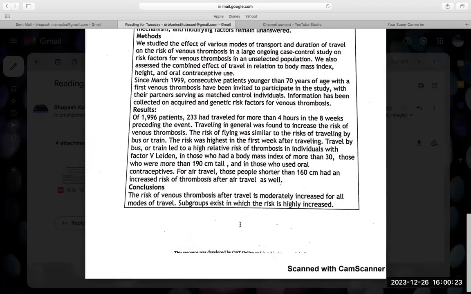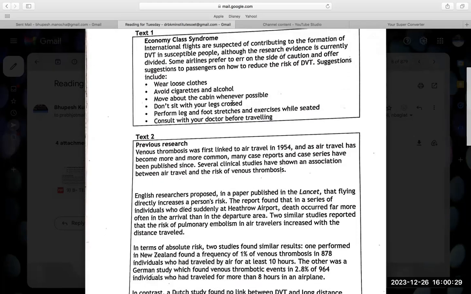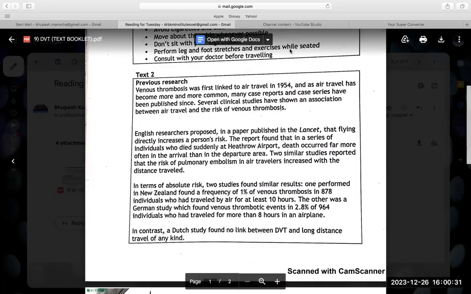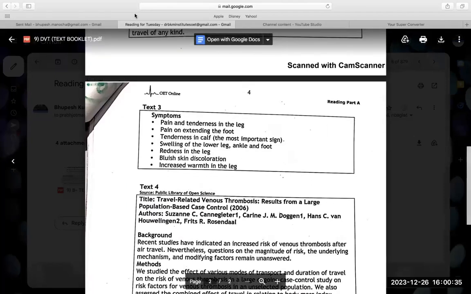So what I have done is I have tried to understand the topic. In the first, they are talking about economy class syndrome, deep vein thrombosis, suggestions. Then they were talking about research. Then they were talking about symptoms. Then again, they were talking about some research. So basically, I try to find where the location is.